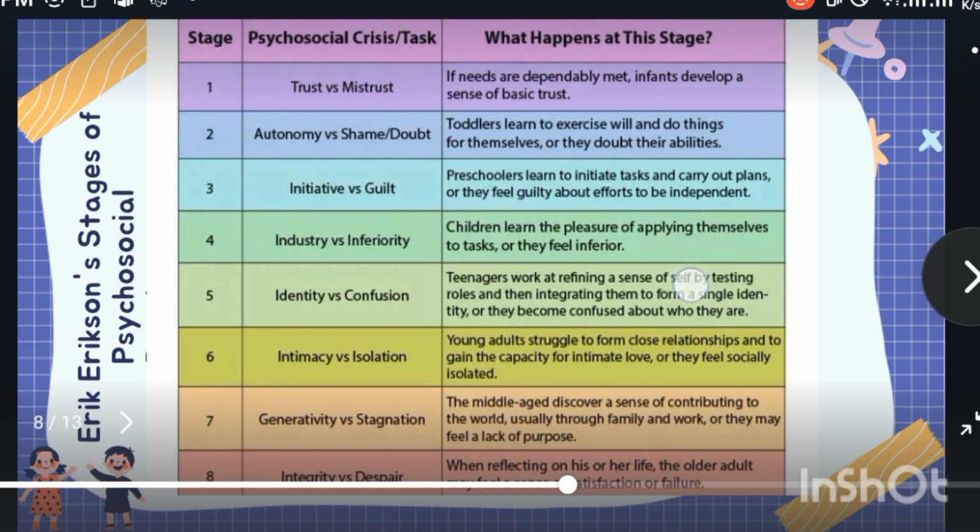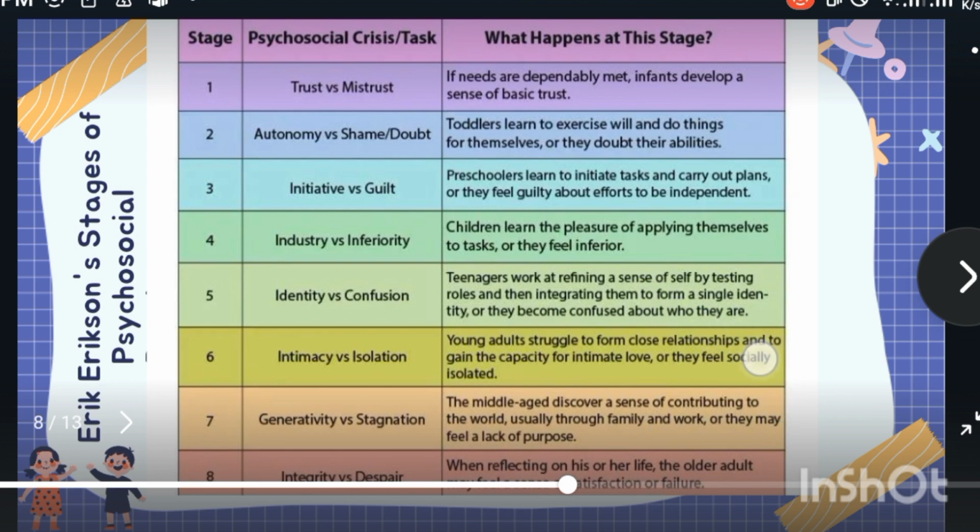If we do this, then we may be scolded by the others, or by the teacher, or by our parents. So in industry versus inferiority, children learn the pleasure of applying themselves to tasks, or they feel inferior. Okay, this is the very main stage. And then at identity versus confusion, teenagers work at refining a sense of self by testing roles and then integrating them to form a single identity, or they become confused about who they are.